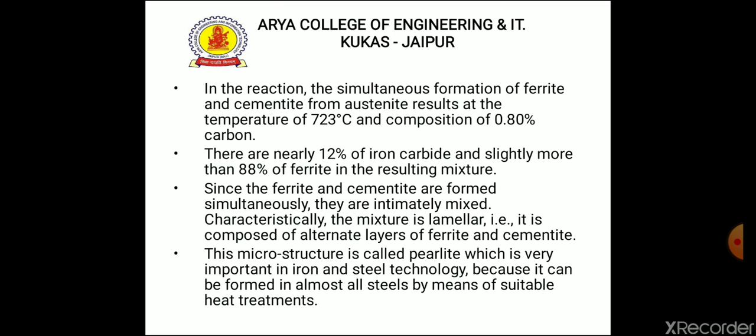Since the ferrite and cementite are formed simultaneously, they are intimately mixed. Characteristically, the mixture is lamellar. It is composed of alternate layers of ferrite and cementite. This microstructure is called pearlite, which is very important in iron and steel technology because it can be formed in almost all steels by means of suitable heat treatments.